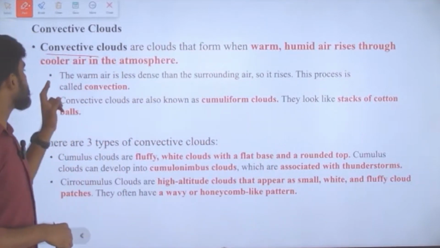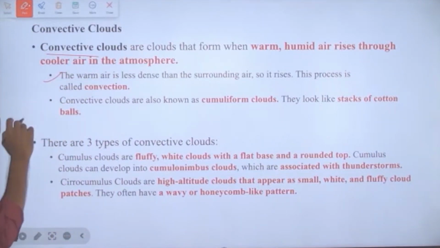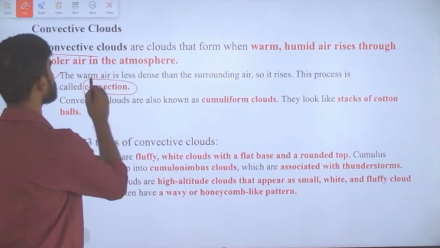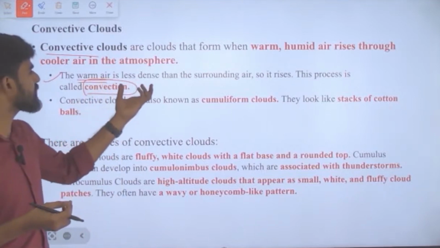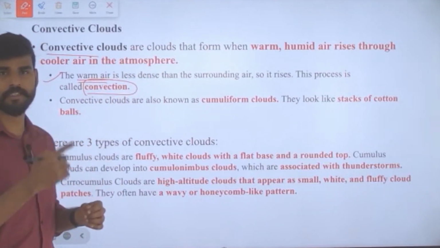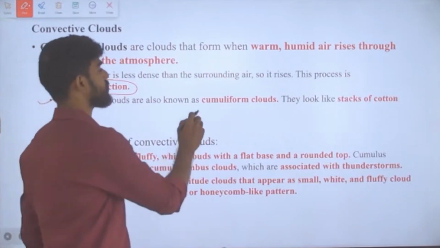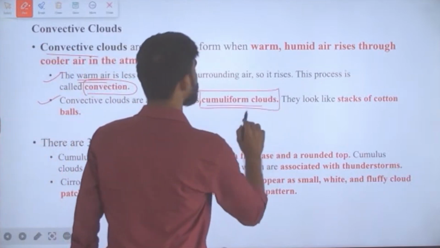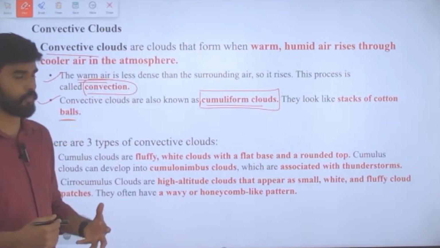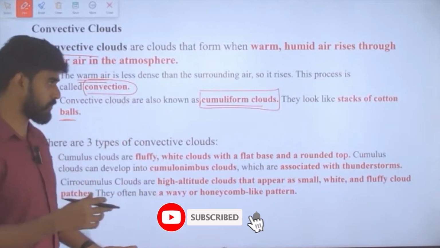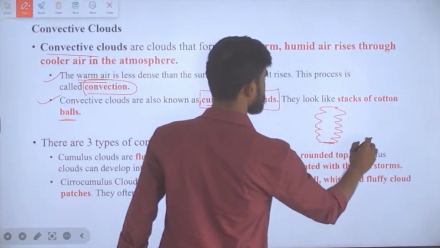Next, the warm air is less dense than the surrounding air, so it rises, and this process is called convection. This is obvious, right? The air which is warm will be lighter. It is less dense, thus it rises. And then convective clouds are also known as cumuliform clouds. This is important. They are called cumuliform clouds, and they look like stacks of cotton balls. That is why it is called cumuliform. It looks like stacks of cotton balls. So convective clouds will be like this.